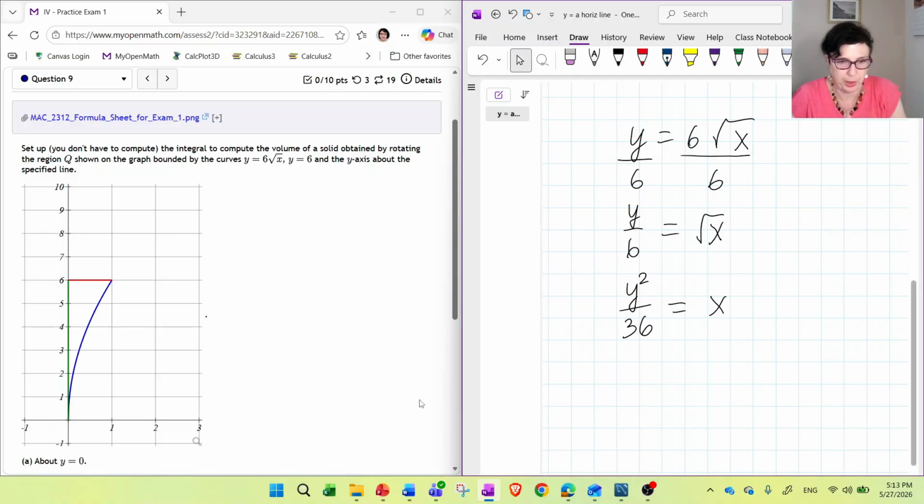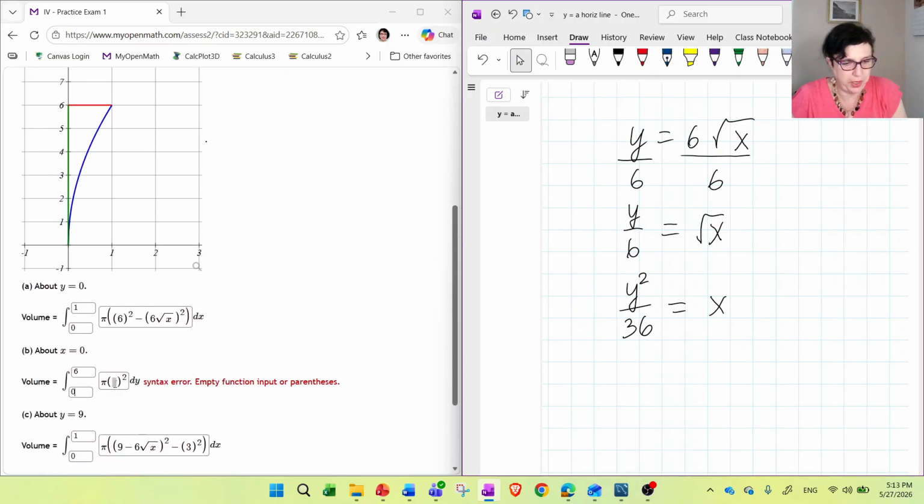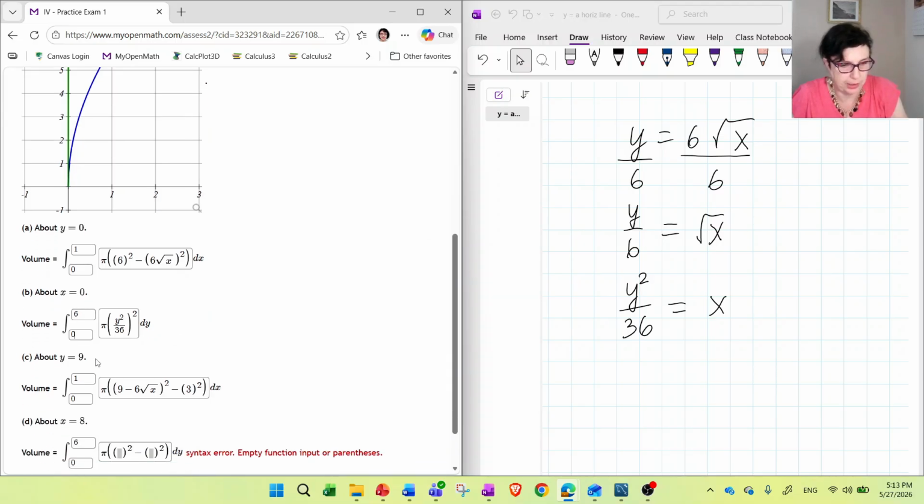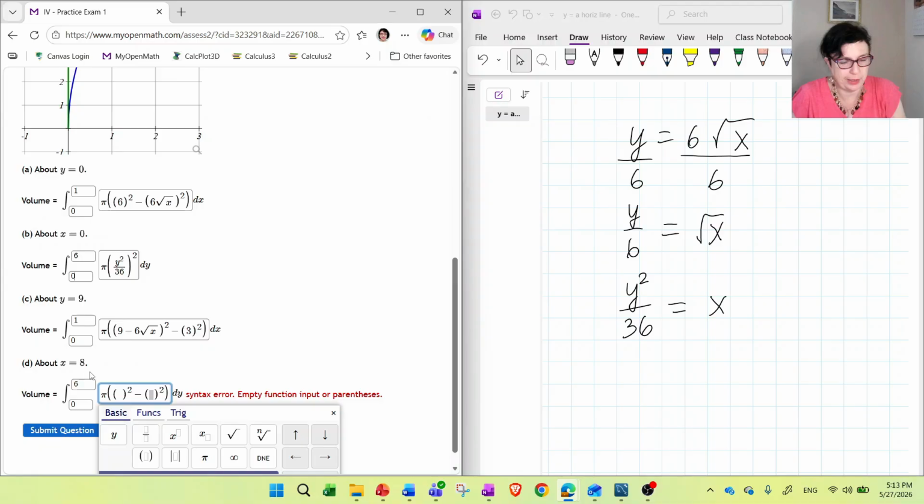But everything else applies. Okay, so over here, I know there is only one radius. This is x equals 0, distance from me to the blue line, which we just found is just going to be y squared divided by 36. We don't have to subtract anything because that's the axis. What happens here? Well, this is a line x equals 8, so it's going to be 8 minus 8 minus.